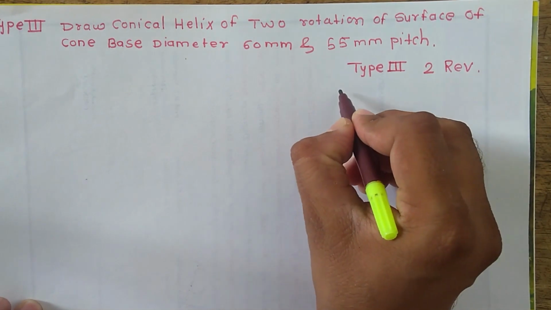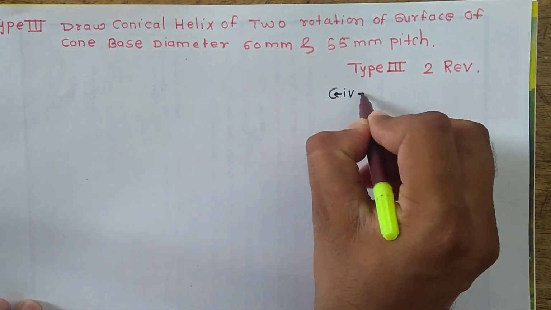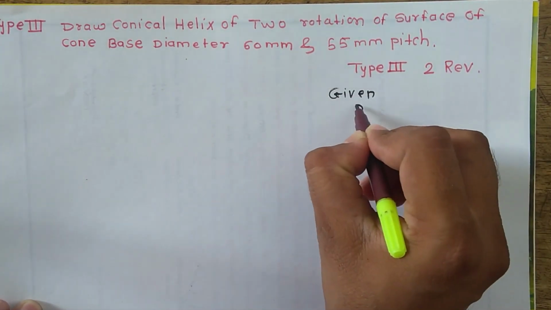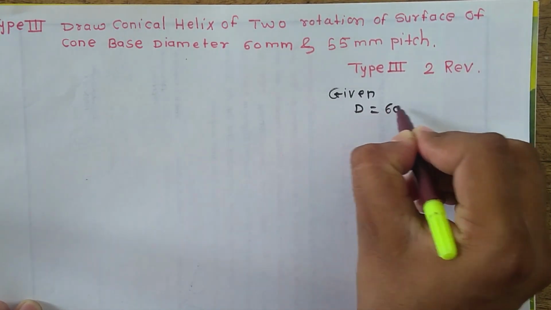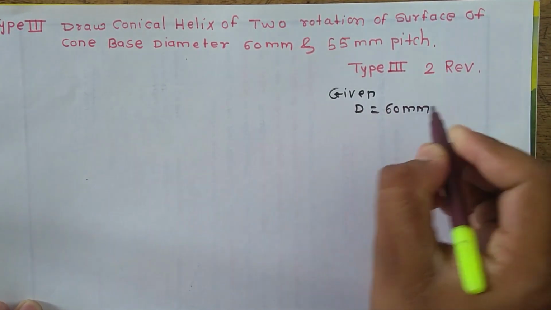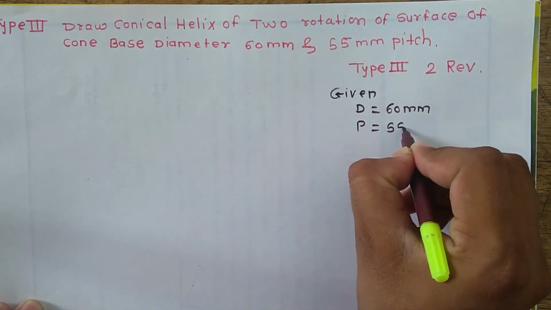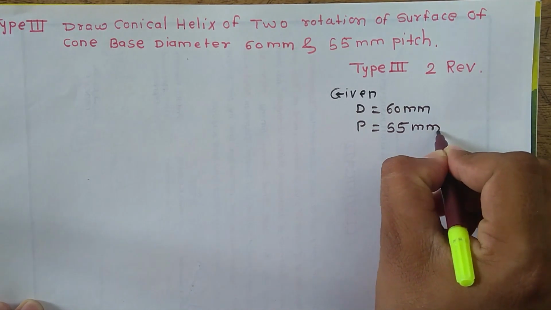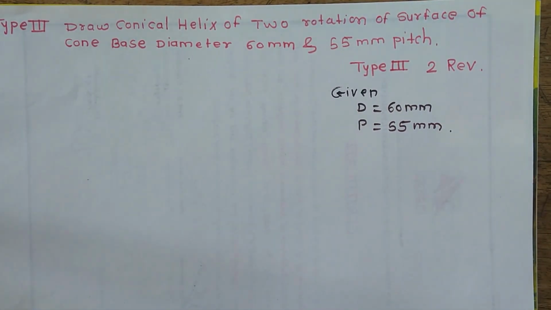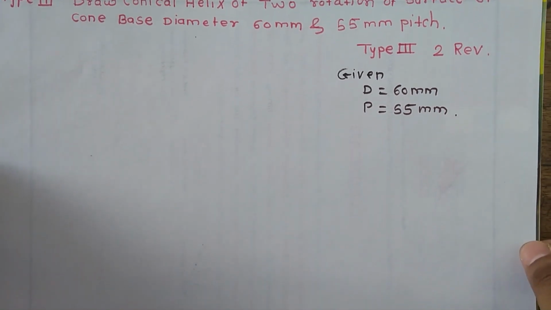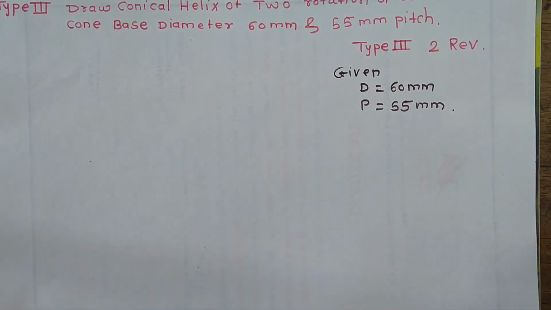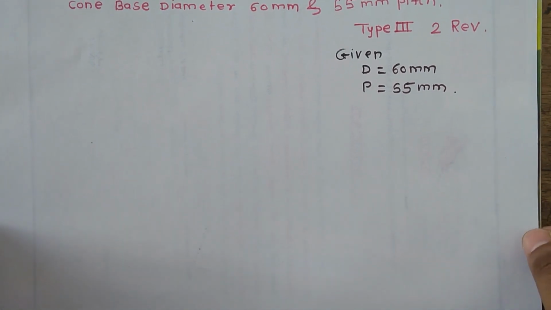In that given data they have given the diameter of that cone is 60 mm and the pitch height they have given is 55 mm. Okay, so if you view this cone from the top view, then that will look like a circle. So you have to draw a circle in top view.